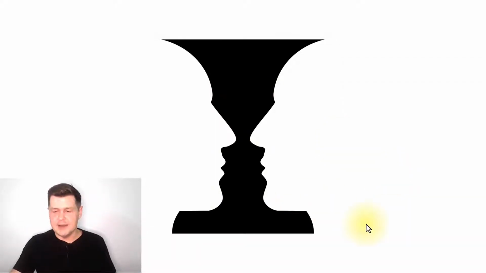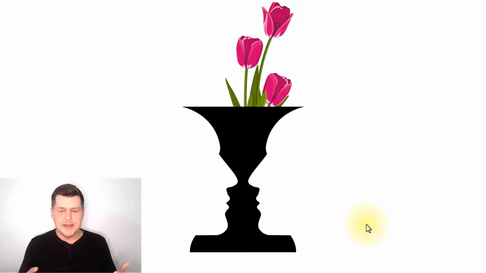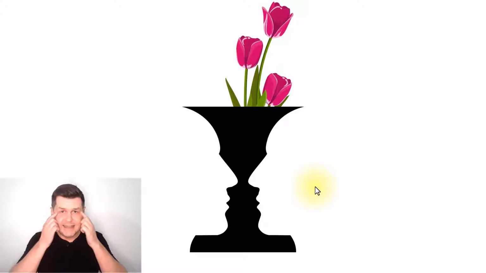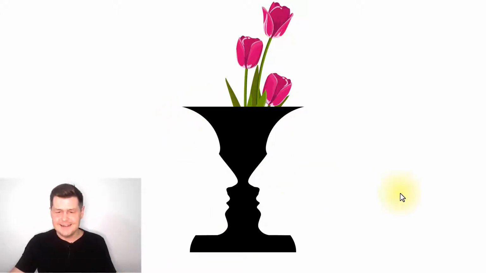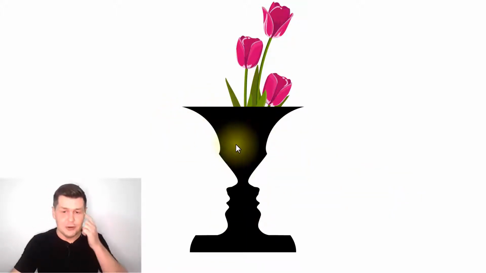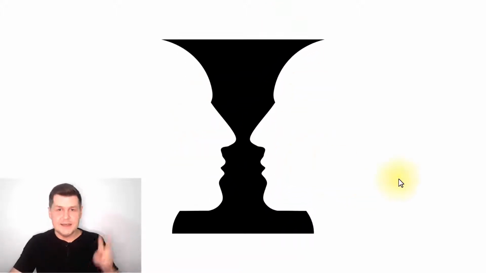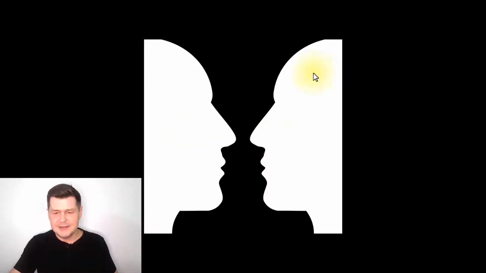So the white parts look like 2 heads or 2 faces, the sides of 2 faces, and the black part looks like a vase. So depending on how we look at this picture, we can see either a vase, so the black part looks like a vase, or we can see 2 faces here. So we can either see a black vase or 2 faces in the white parts around the vase.